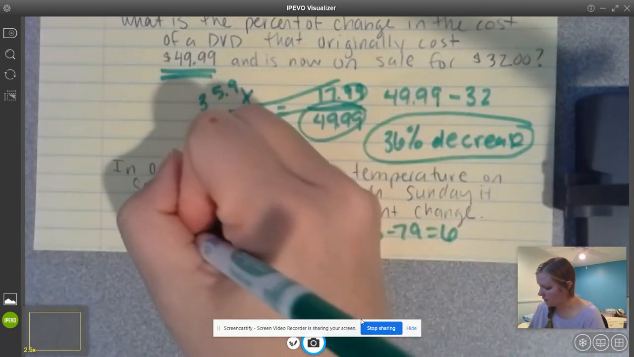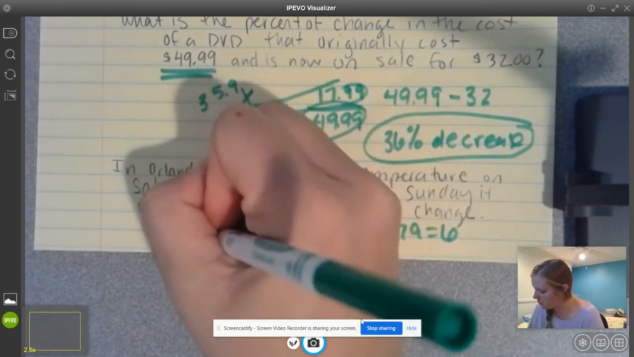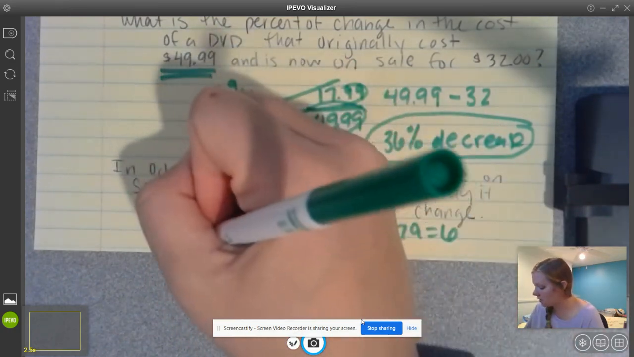is 7.0, it kept going, but 7%. And it was a decrease because it went down.